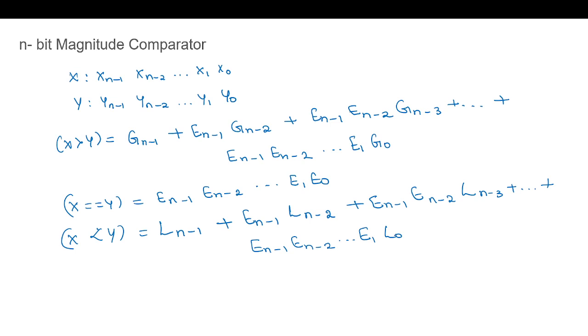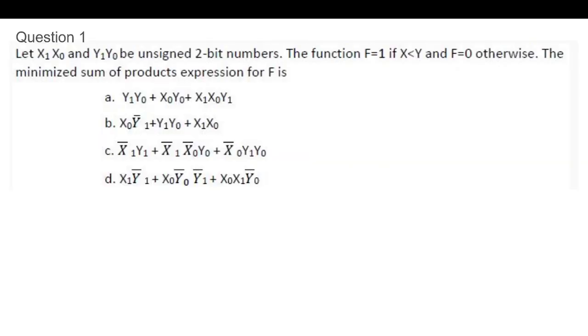Okay, so with this we will solve one question. If x1 x0 and y1 y0 are two unsigned 2-bit numbers, function f is 1 if x is less than y and f is 0 otherwise. The minimized sum of products SOP form for f is... We have already seen the equations. Can you try this question?